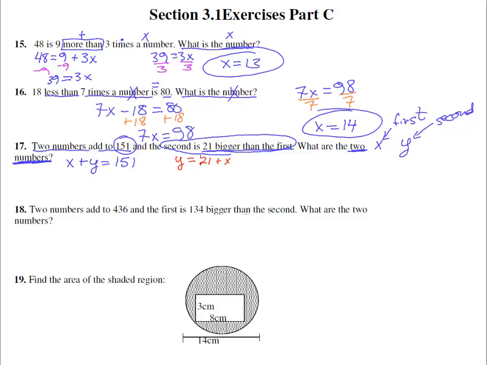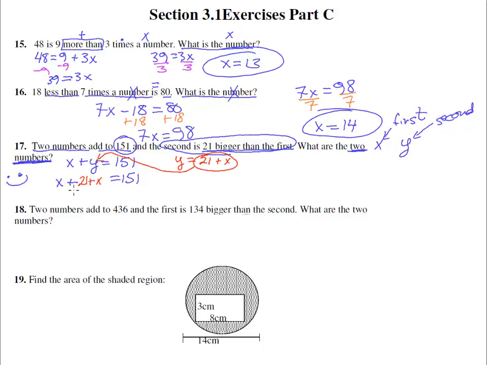Now look, it told us something about y, so we can take this information about what that second number is and bring it right over there and substitute it in there. So we now have this equation to be x plus, we don't have to use y anymore, we can use 21 plus x to equal 151. Oh, that's nice. Now this is an equation. Look at that. We should draw a little smiley face right there. We have an equation that we now know how to solve, and we can do it.